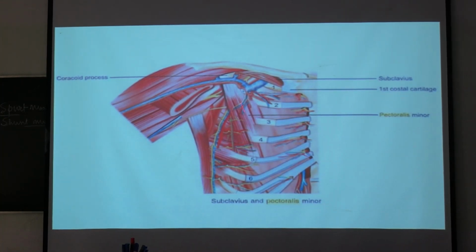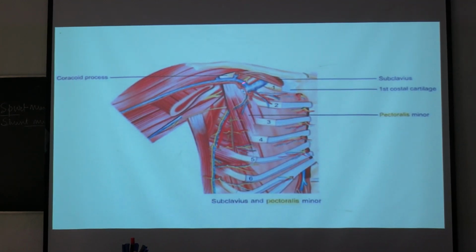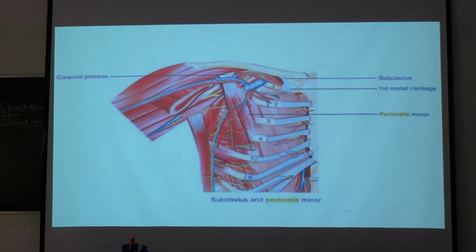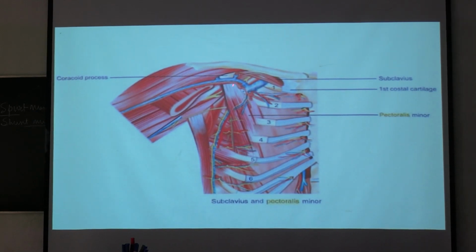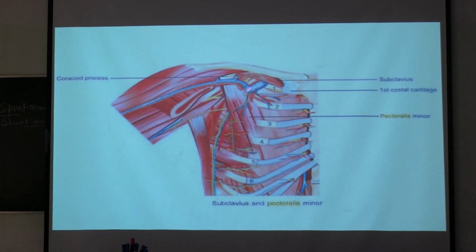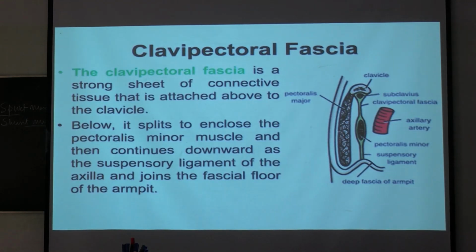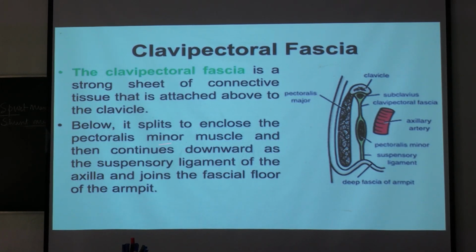Here also you can see this cephalic vein is going to drain into the axillary vein. This is the axillary artery. From its second part, the thoracoacromial artery comes out, dividing into branches: acromial, clavicular, pectoral, deltoid. This is the pectoralis minor, pierced by the medial pectoral nerve, and here is the lateral pectoral nerve. So next we will go to the clavipectoral fascia.